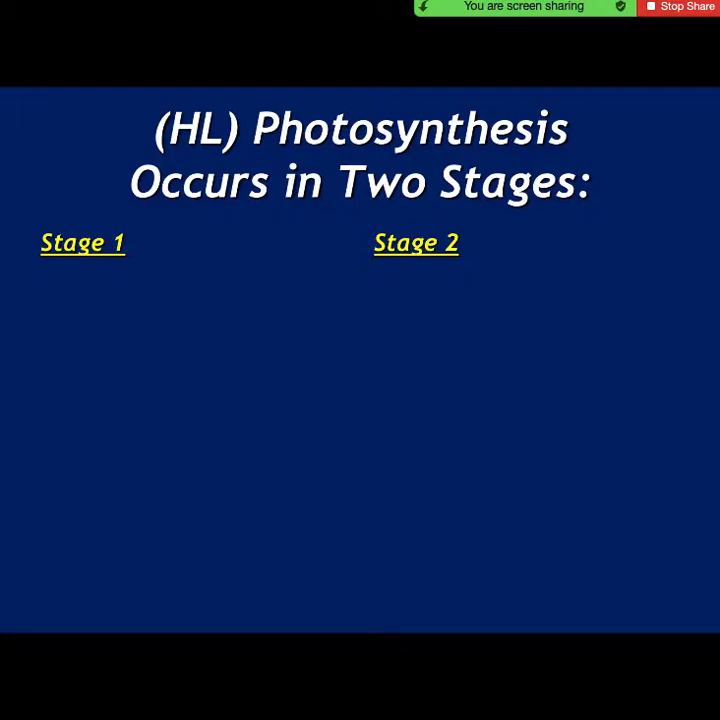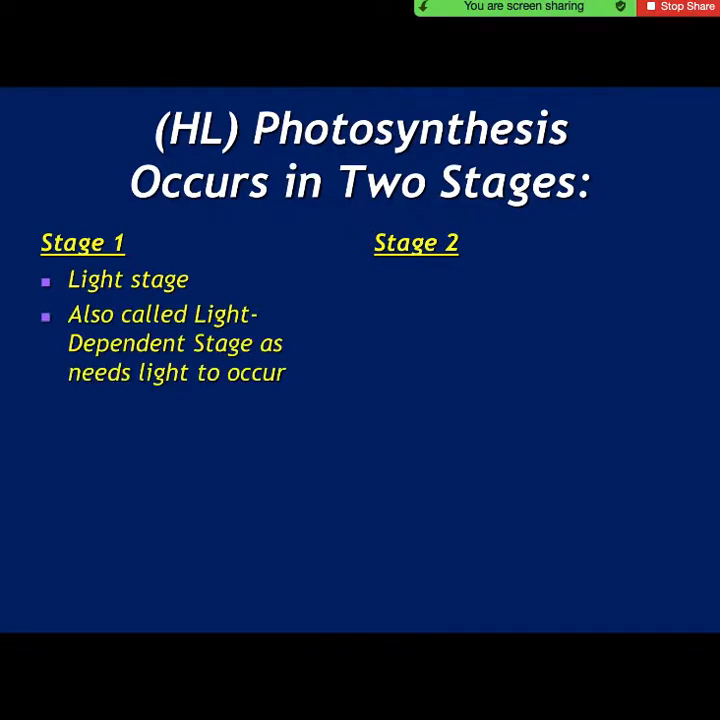All right, so it's the top of page 212 for me. There's a little table. There are 2 stages in photosynthesis. We have stage 1, and it can sometimes be called the light stage, but it can also be called the light dependent stage because it needs light to happen. So they can ask, what's the alternative name of the light stage? You need to know both of the names.